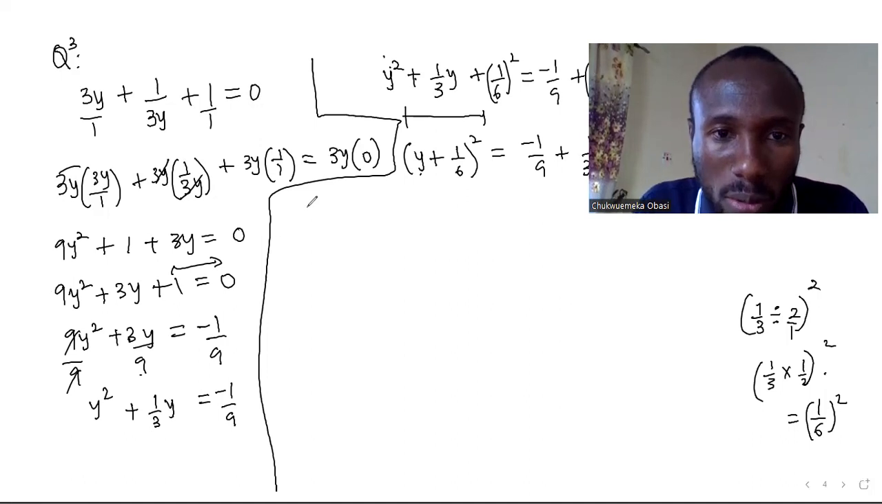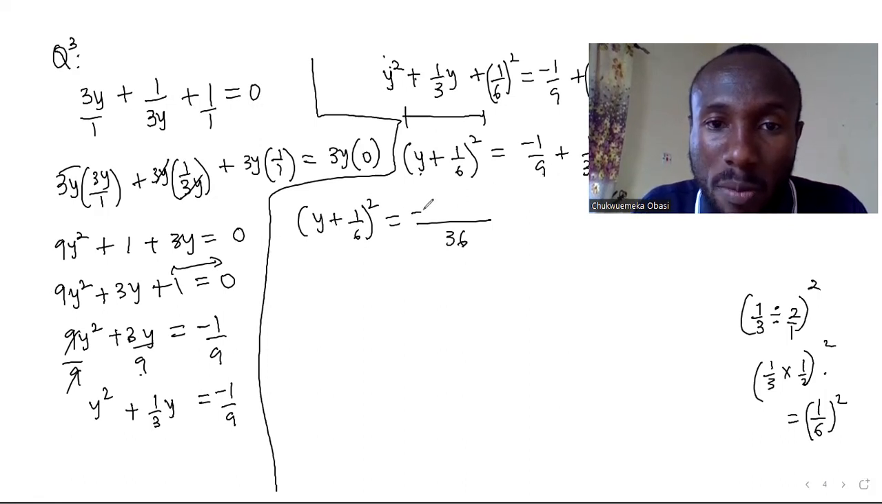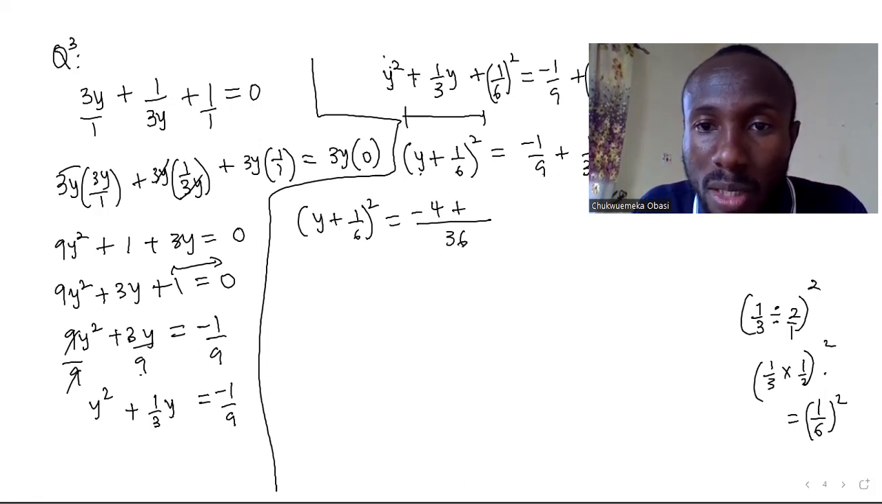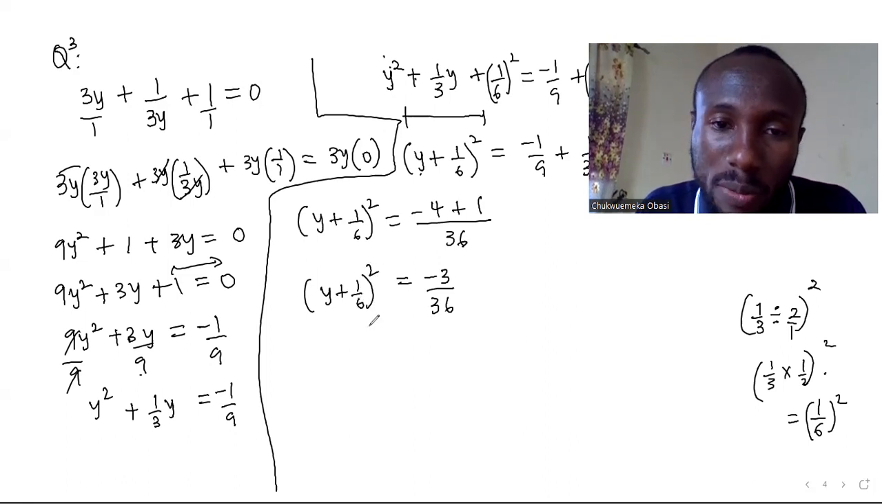So you have now y plus 1 over 6 all squared is equal to, now the LCM here is 36. If 36 is divided by 9 will give me 4. 4 times minus 1 will give me minus 4, plus 36 divided by 36 is 1. 1 times 1 is 1. So I finally have minus 3 over 36, right? And I have it to be y plus 1 over 6 all squared.